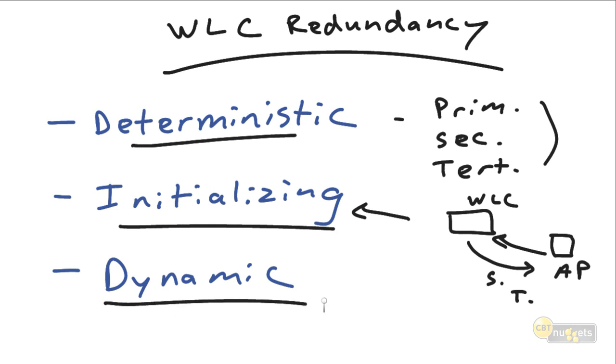Finally, there is a mode we can operate in called dynamic. When you are in dynamic mode, your access point will dynamically attempt to join the wireless LAN controller with the greatest availability for access point associations. The least loaded wireless LAN controller will go ahead and be selected dynamically by the particular access point.